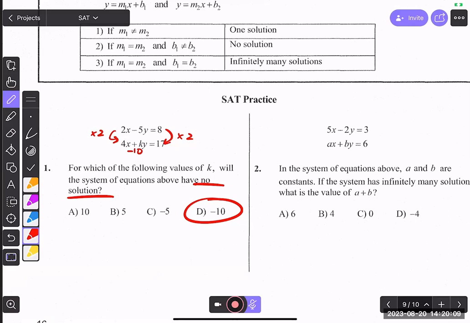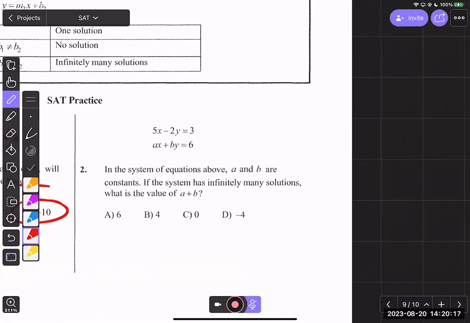Are there any questions over the differences here? Everyone's good? Let's give number two a shot.